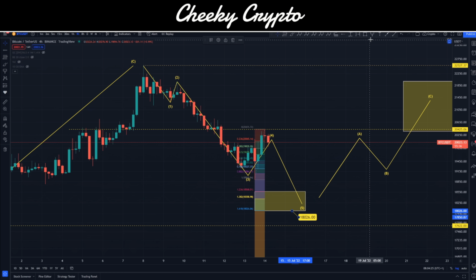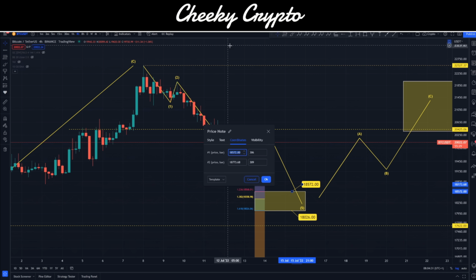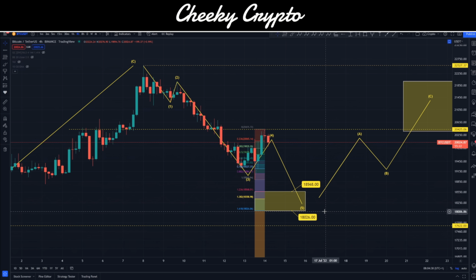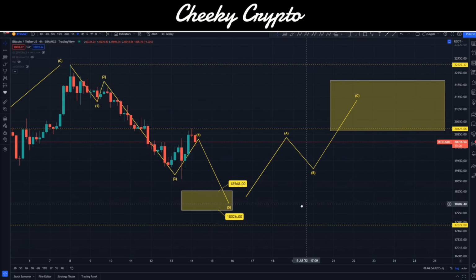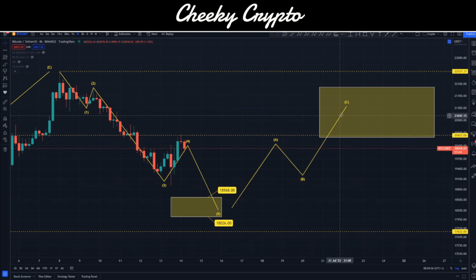Okay, so that's the lower side, and on the higher side of the spectrum, we'll just go ahead and put this one in. It comes in at $18,568. Okay, so we have that there. So that becomes our 5th wave expectations. It's going to be somewhere in this kind of range. There's about a $500 difference between the lower side and the higher side. So we'll just keep a close eye on that. That's kind of where I would expect. Once this comes in and is complete down here, I would expect some kind of bounce upwards.